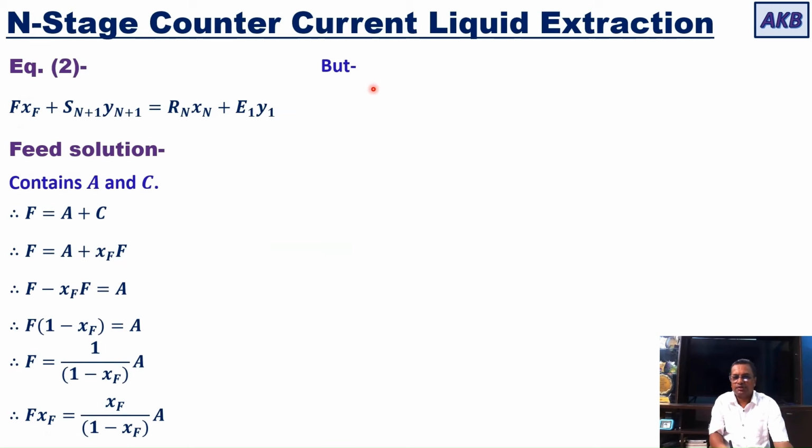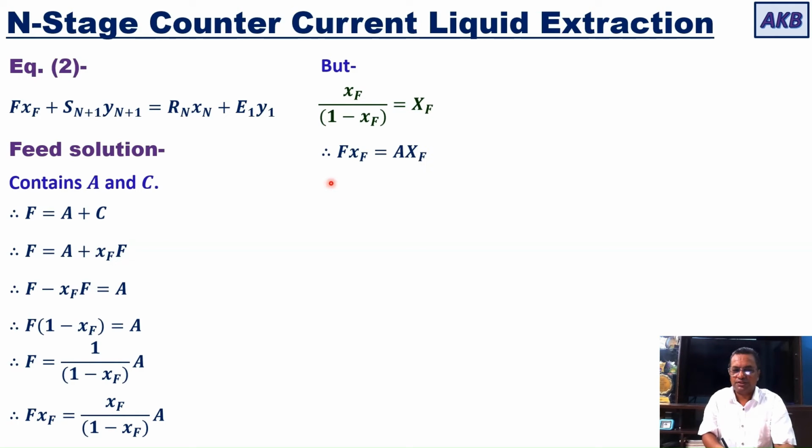Now, as per the definition for weight fraction of C on a C-free basis, this ratio, that is small xf upon 1 minus small xf, is capital XF. That means F into small xf is A into capital XF. That is, in equation number 2, the term F into XF can be replaced with A into capital XF.